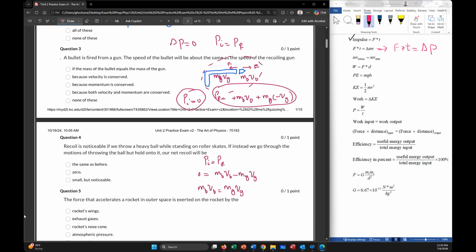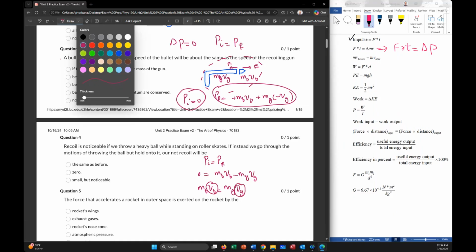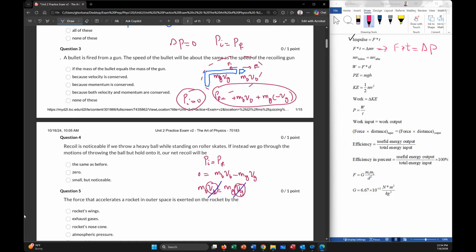What the question was asking: a bullet is fired from a gun. The speed of the bullet will be about the same as the speed of the gun. These two are the same. When they are the same, what happens? They cancel each other. When they cancel each other, what is left? Mass of the bullet should equal mass of the gun. If the gun is moving at the same speed as the bullet, but in the opposite direction, their masses have to be the same.